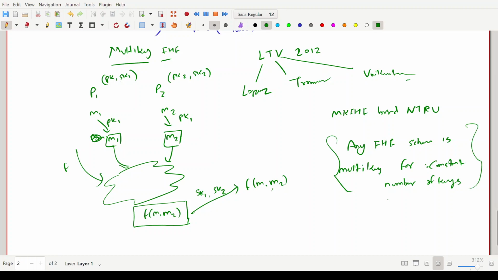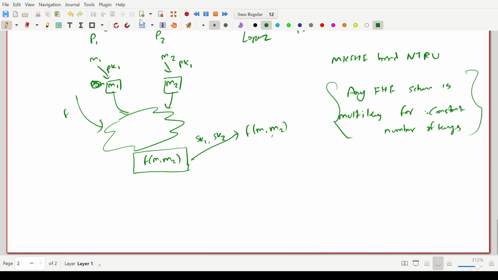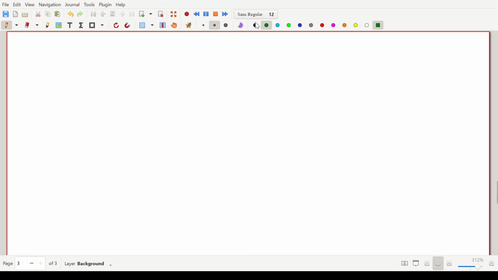Let us try to see what they want to say, that if you are having an FHE scheme and you are having a constant number of keys, that means you are having a constant number of participants, then you can convert your FHE into multi-key FHE. Let us see. They have used the idea of onion encryption and decryption.